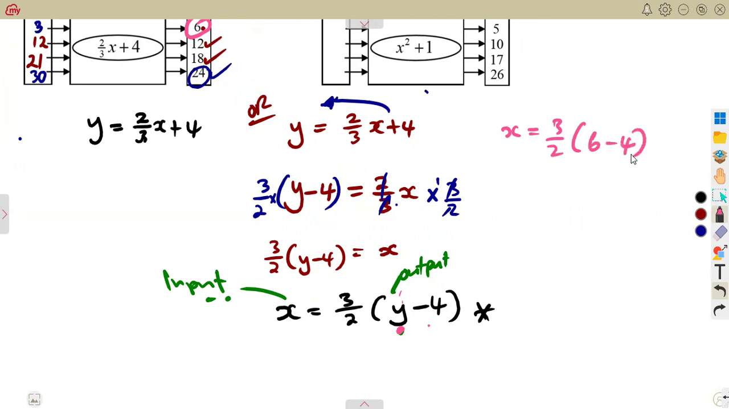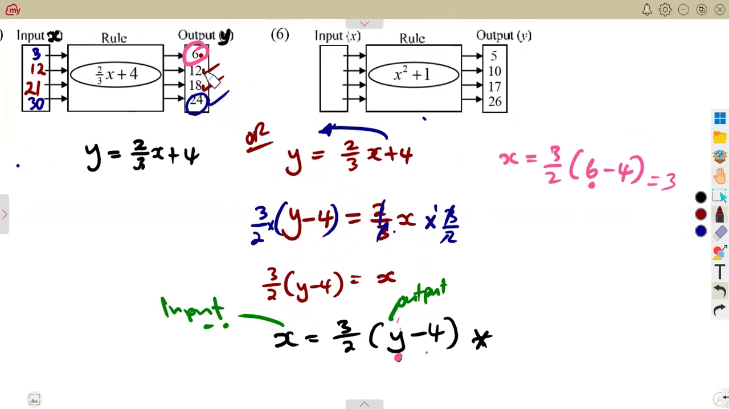3 over 2 into 6. In place of y, you substitute the 6. So this is going to give you a 3, just like what we got before. You do the same thing if this y is 12. So x is going to be what? 3 over 2 into, in place of y, you substitute a 12. So that's 12 minus 4. So in that case, you're going to obtain a 12.